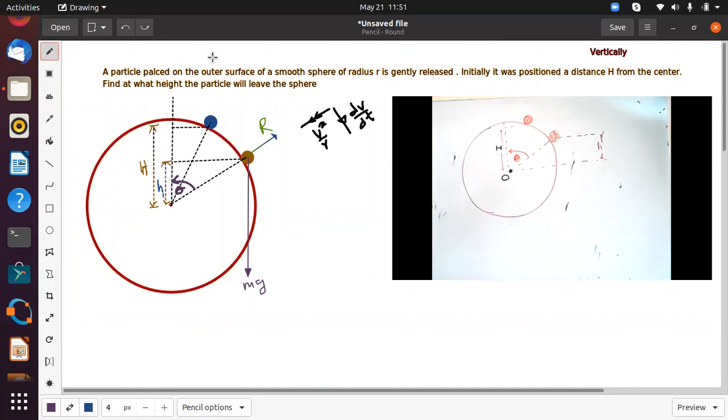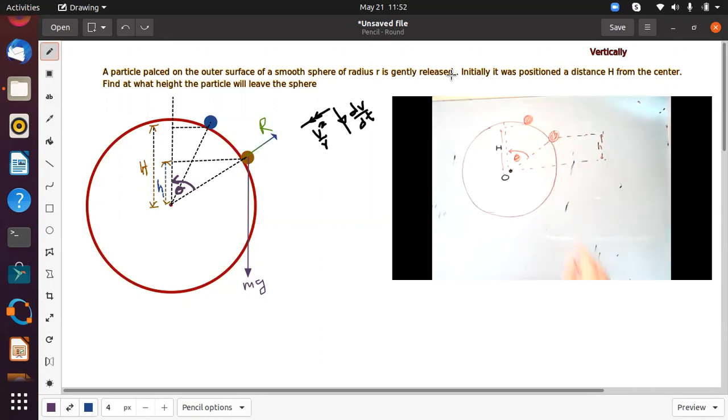This is another example for vertical circular motion. Now let's analyze this example. Here you can see that a particle is placed on the outer surface of a smooth sphere of radius r. The radius of the sphere is r, and the particle is gently released. Initially it was around here, gently placed, and gently will be released.